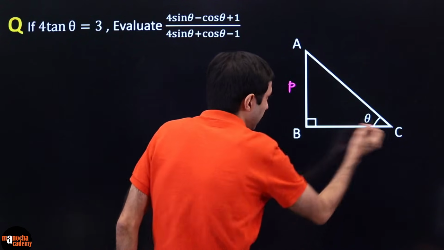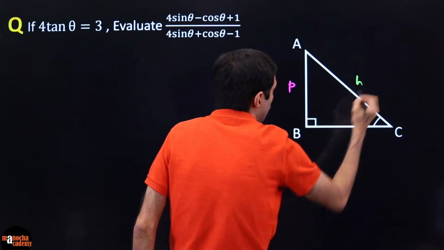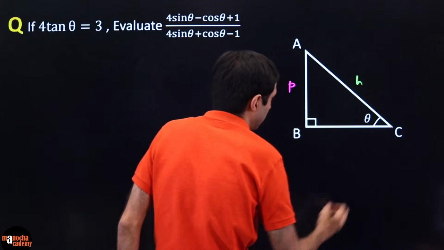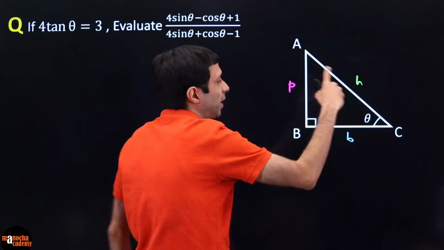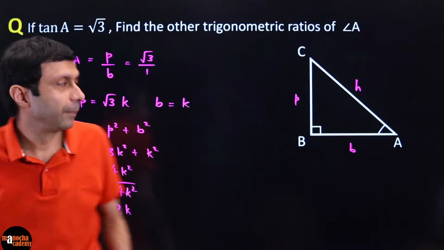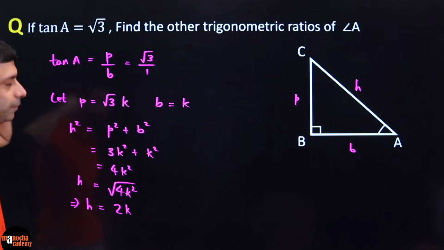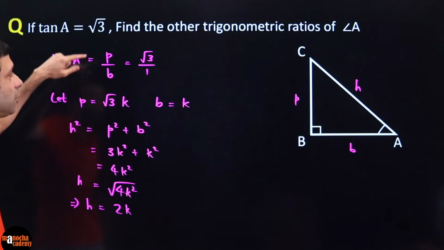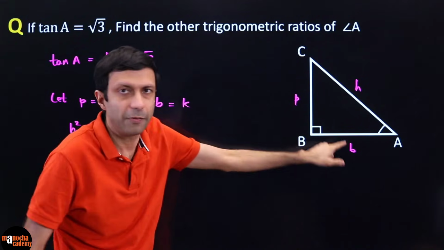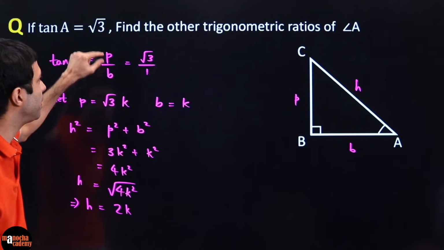The base is containing both the angles, and this is your hypotenuse, opposite to the 90. So make sure you mark this PBH. That makes it very easy for you. In the previous question, what did we do? We were given tan A is √3. Tan A by definition is perpendicular by base. That is the definition of tan A. So please write that P by B.